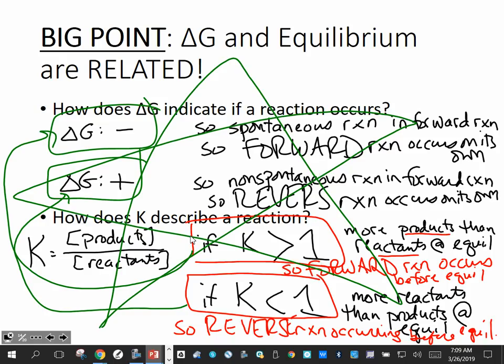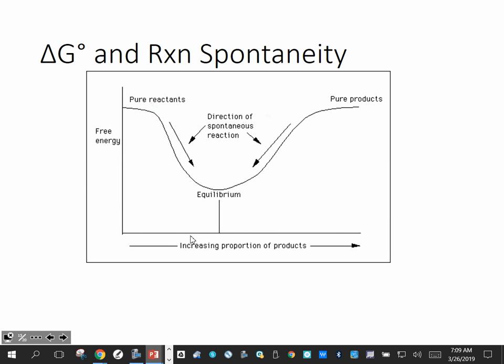This is an enormous point, an absolutely enormous point. Simply knowing the sign of delta G allows you to predict the relative magnitude of K. So this graph is sort of just talking about delta G naught, but it's making an additional point about equilibrium. So delta G naught, remember, means under standard conditions.